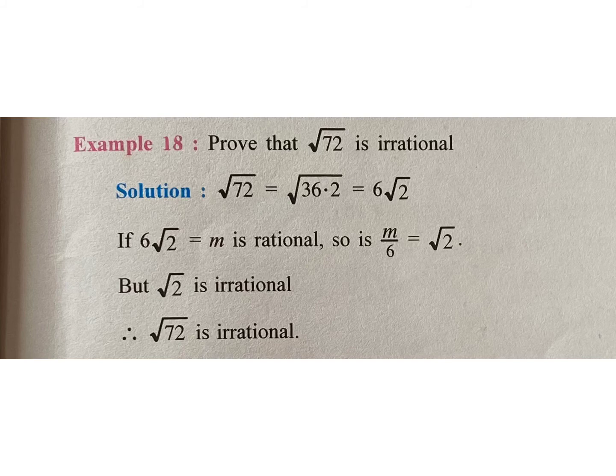So we will suppose that 6 root 2 is equal to m, a rational number. Now we can write it as m by 6 is equal to root 2. Now, root 2 is irrational, so m by 6 is also irrational, because m by 6 is equal to root 2. So our supposition is wrong and root 72 is irrational.